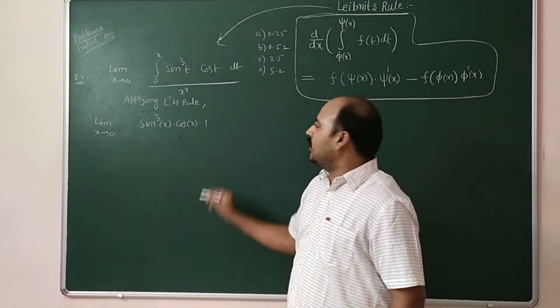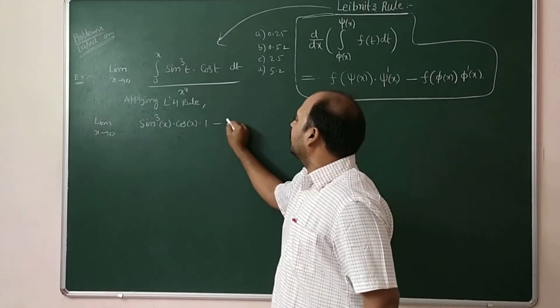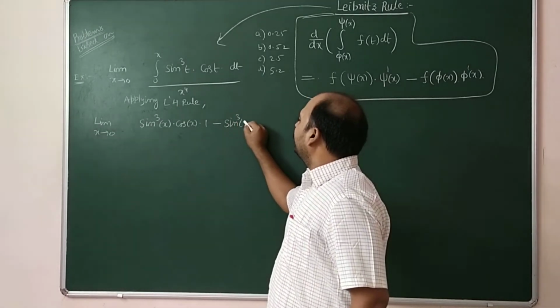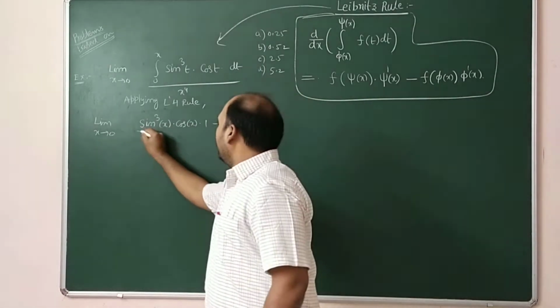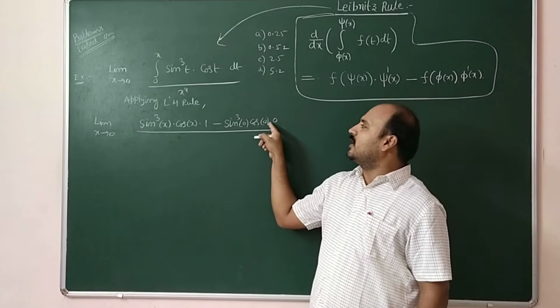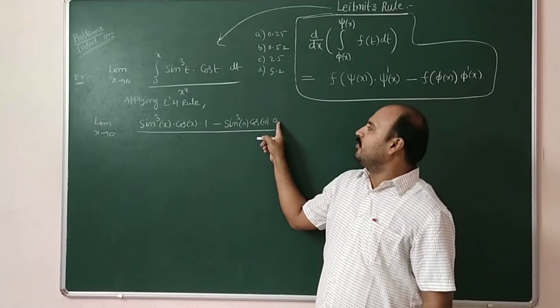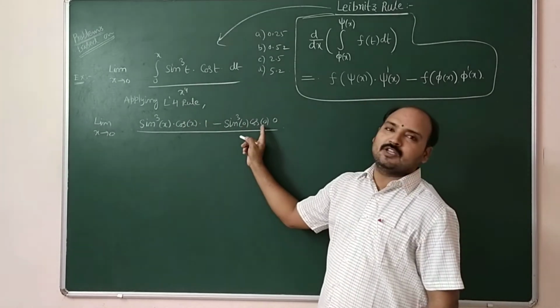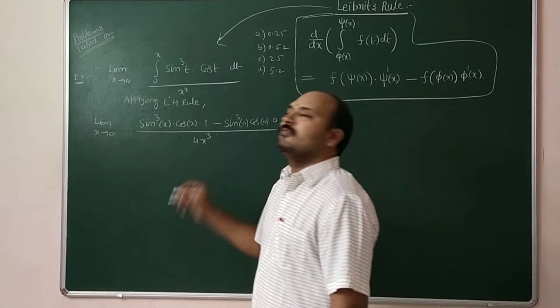X derivative is 1, minus lower limit. Wherever t is there, 0 substitute. Sin cube 0 into cos 0. 0 derivative is 0 only. No need to write. Whenever the lower limit is constant, no need to write. Why? Because anyway we are going to differentiate. That derivative of constant is 0. But for understanding purpose I am writing here. Divided by d by dx of x power 4 is 4x cube.